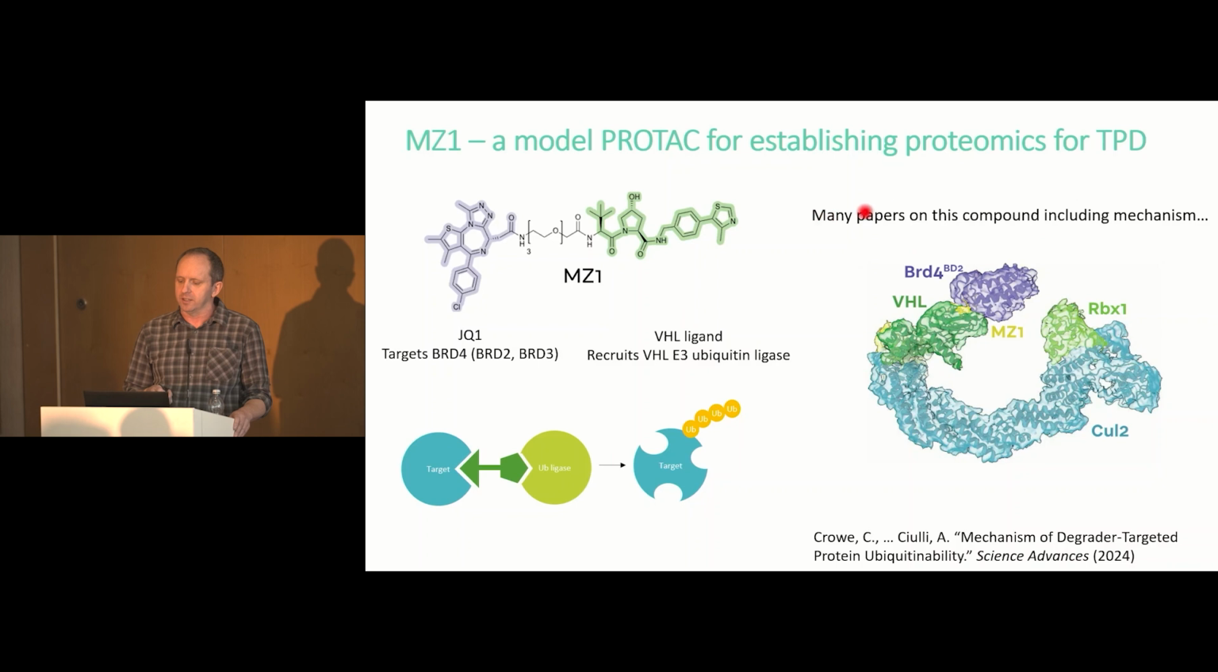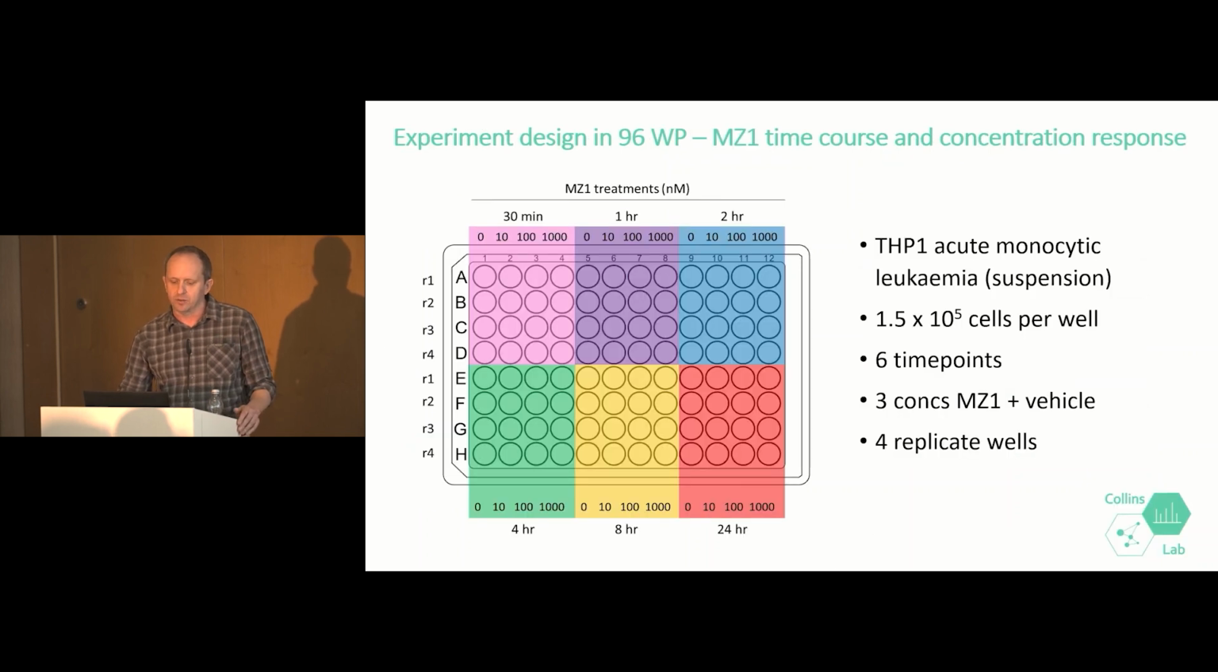I show this picture only to say that there's a boatload of literature on this MZ1 compound and compounds derived from it. They've done very nice structural studies to say, okay, here's the BRD4 target, here's VHL, this little yellow blob in here is this MZ1 compound, and you're getting this ternary complex constructed, and you're getting ubiquitination of BRD4 and then degradation. So I just mentioned this to say this is a very well-studied compound, and that's why we chose it.